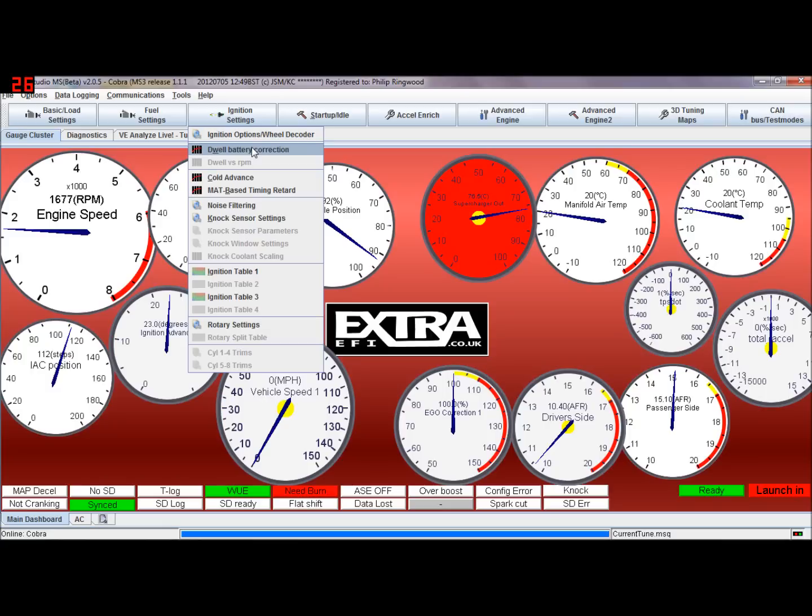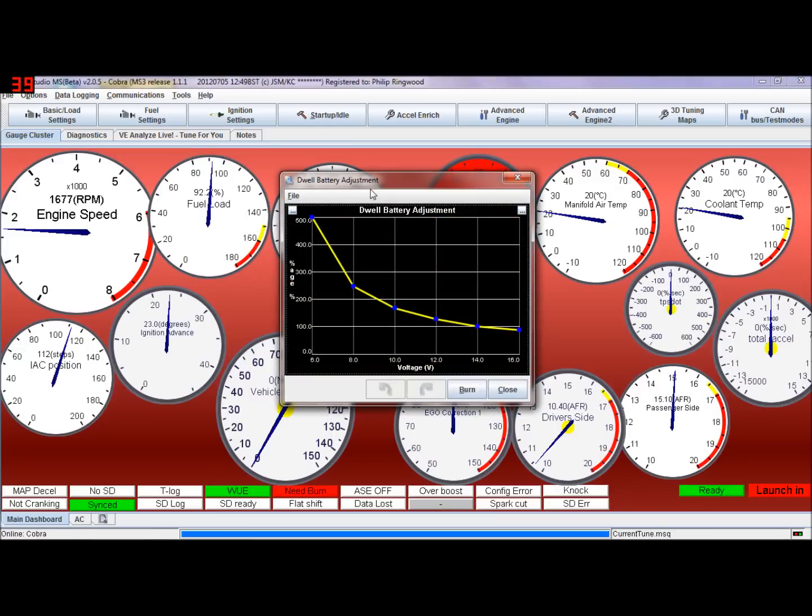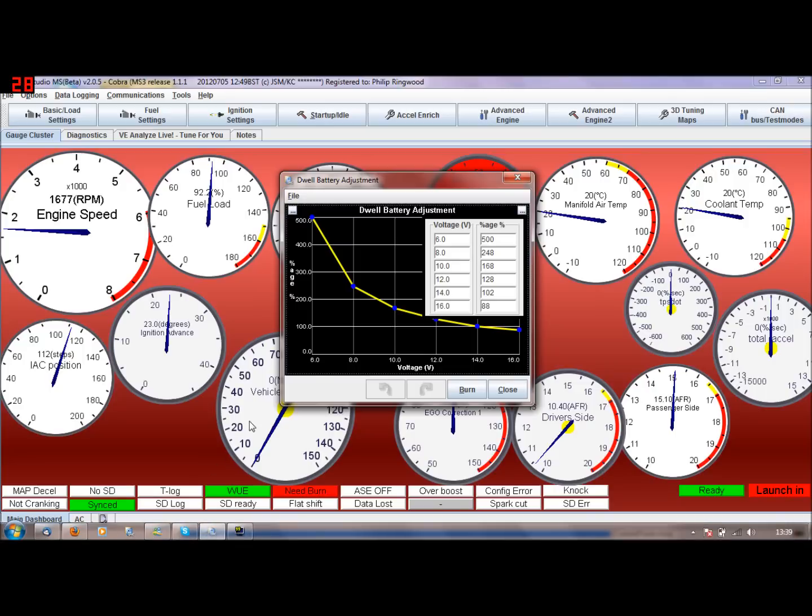Dwell battery protection, correction even. Basically, this is the standard dwell correction table that MS uses. This is standard for inductive coils. I would leave it well alone unless you know what you're doing, but this can all be changed, and in MS2 it can also be changed.